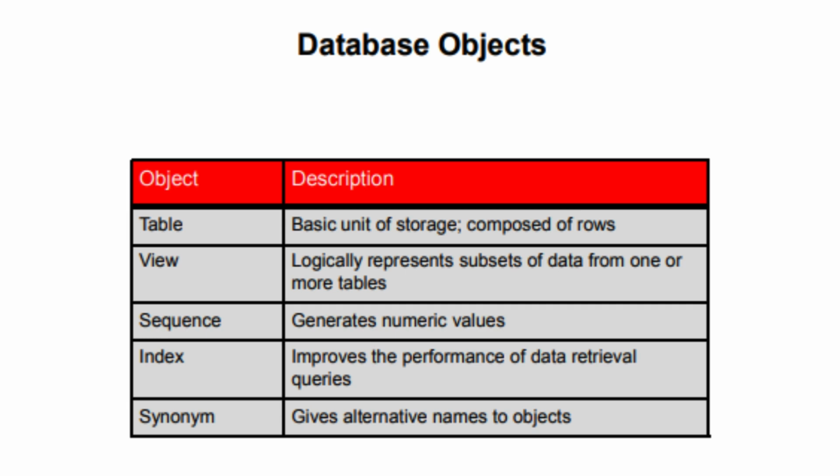If you want to improve the performance of data retrieval queries, you should consider creating an index. You can also use indexes to enforce uniqueness on a column or a collection of columns. You can provide alternative names for objects by using synonyms.